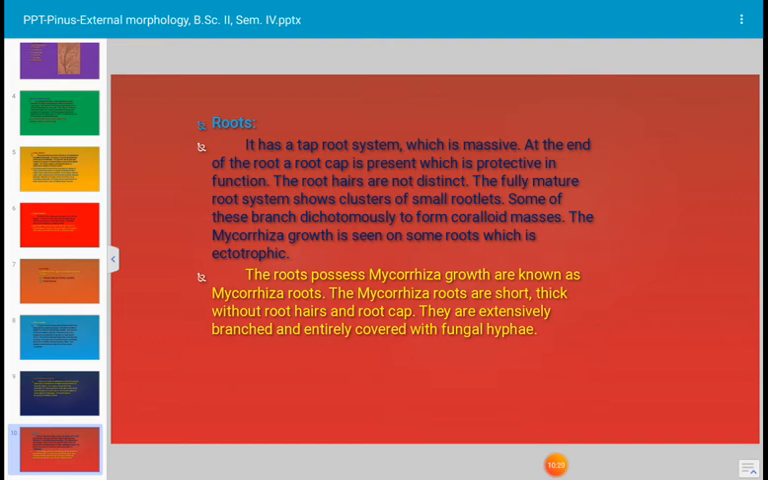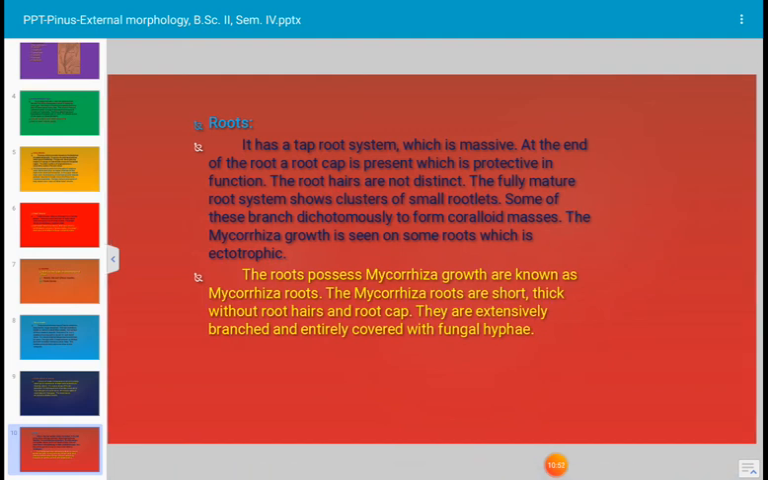The root hairs are not distinct. The fully mature root system shows a cluster of small rootlets. Some of these branches are dichotomously branched and form coralloid masses. The mycorrhizal growth is seen on some roots, which is ectotrophic. Ecto means outer, externally present.